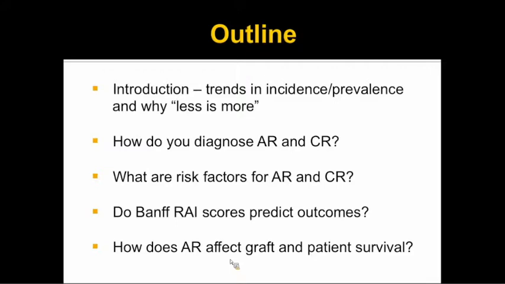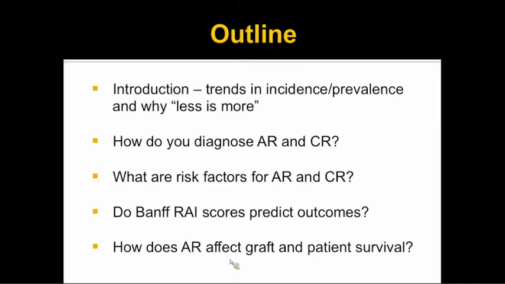So rather than focusing on particular management strategies for rejection, what I'd prefer to do is give you an overview of the scope of the problem right now in modern transplantation. And I think that's an important background to have because it's obviously going to tailor how each of us would react to an episode of rejection and how we should react to an episode of rejection if and when it occurs. So I will go through briefly how you diagnose acute and chronic rejection.